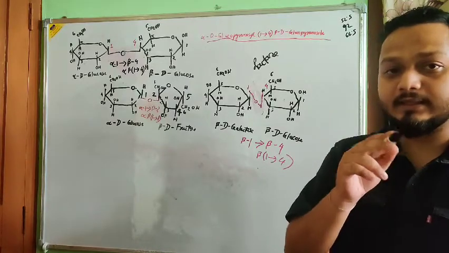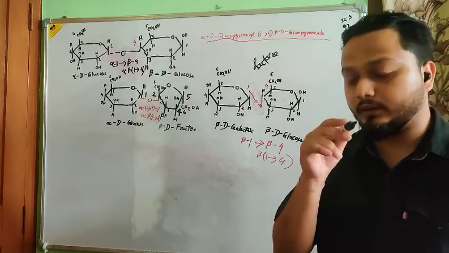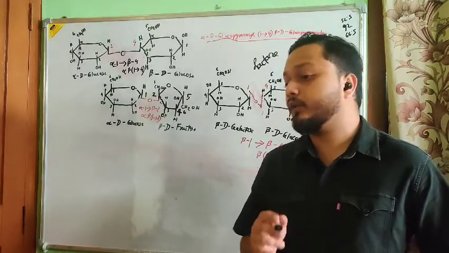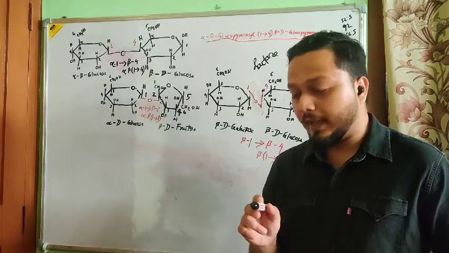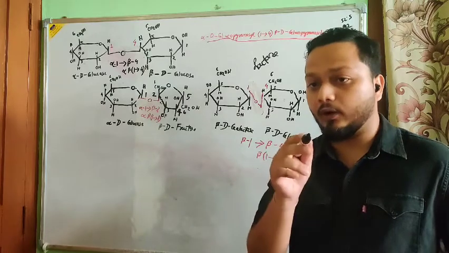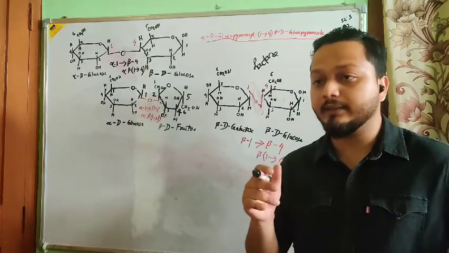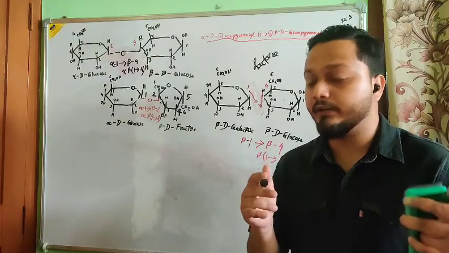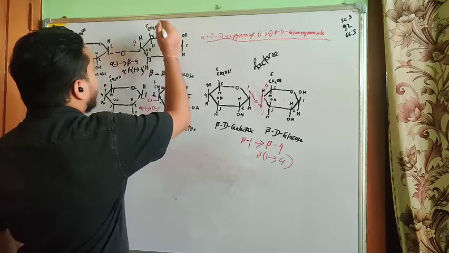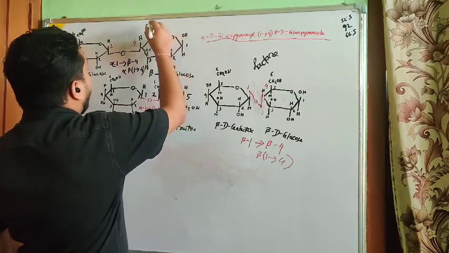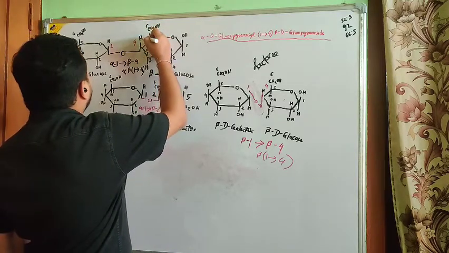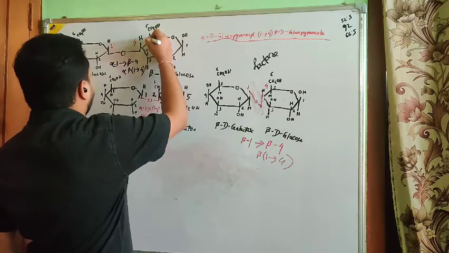Now let us discuss one important concept, that is what is reducing sugar and non-reducing sugar. When in the carbohydrate, the anomeric group, that is aldehyde or ketone group, is present in free state, then it is known as reducing sugar. Here for maltose, the anomeric carbon atom is present in free state.